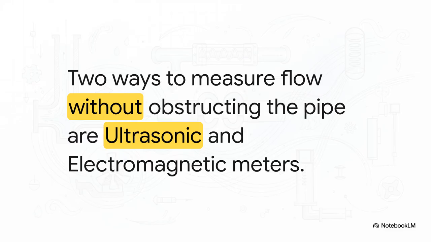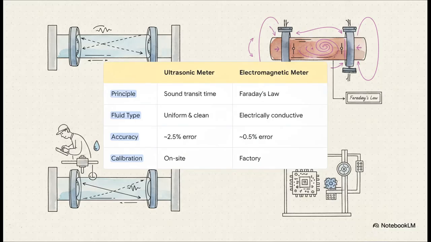We're going to look at the two big players in this hands-off approach: ultrasonic meters, which, as you can guess, use sound waves, and electromagnetic meters, which use, well, magnets. Both get the job done without ever getting in the way of the flow, but they work on totally different principles. So let's break down how they stack up. The ultrasonic meter works by sending a sound pulse across the pipe, first with the flow and then against it. It measures the tiny time difference to calculate the flow speed.